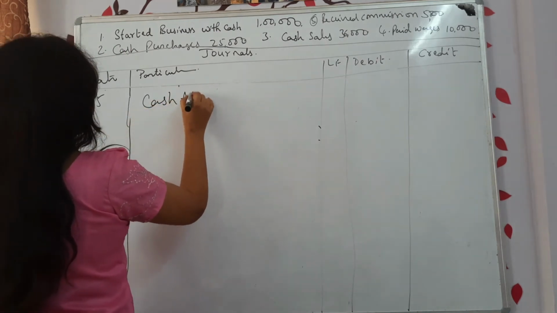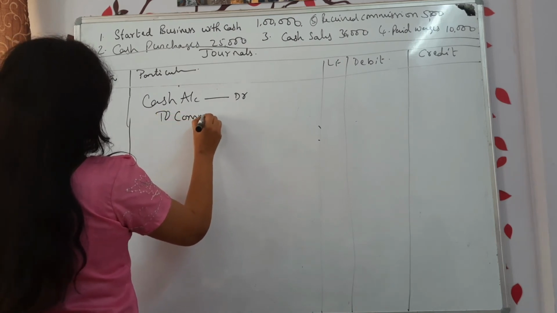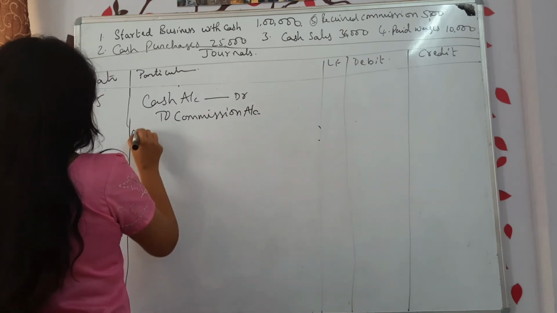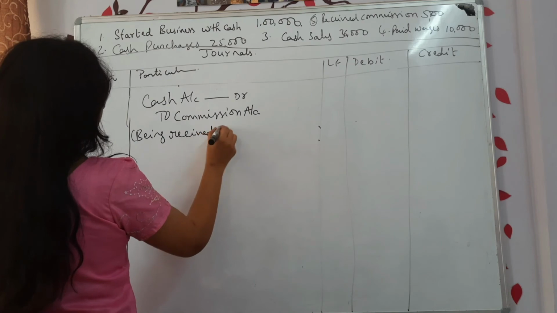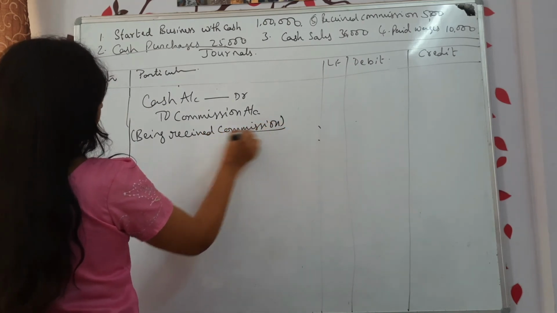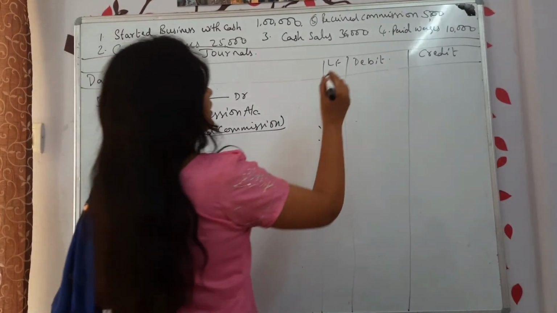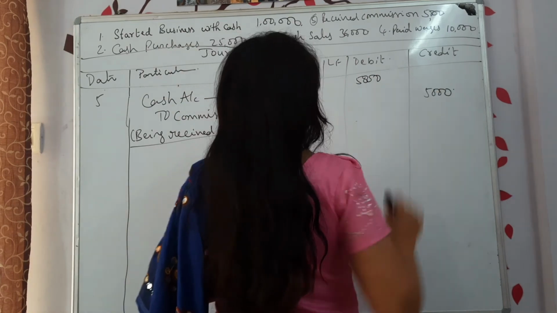Cash account debtor to commission account. So the narration being received commission. Being received commission. What is the amount? 5,000. Debit side 5,000. Credit side also 5,000.